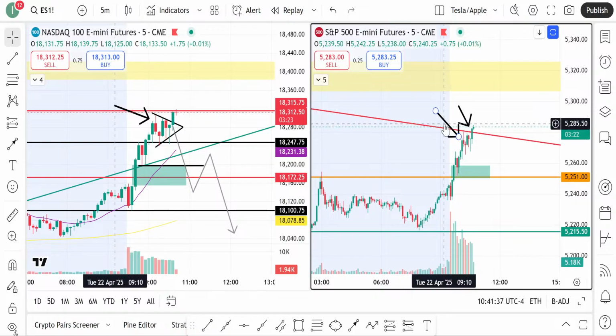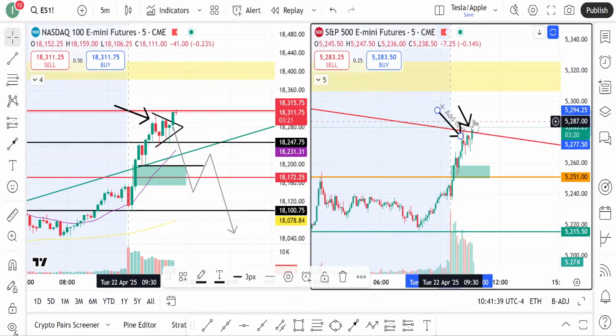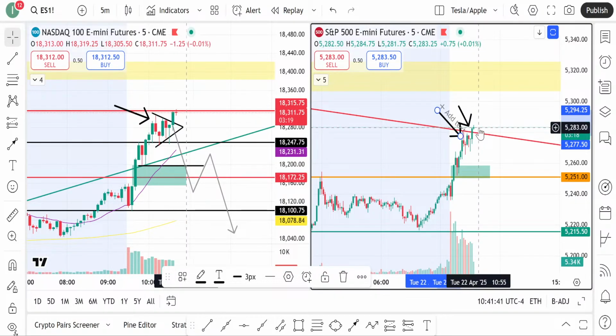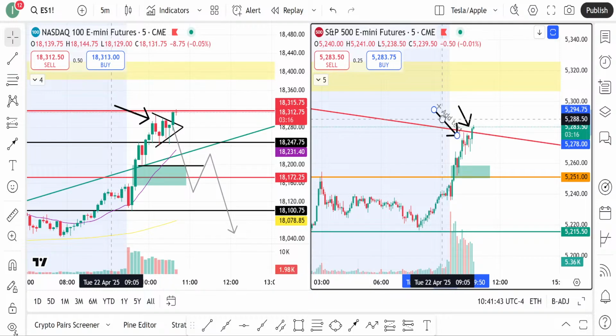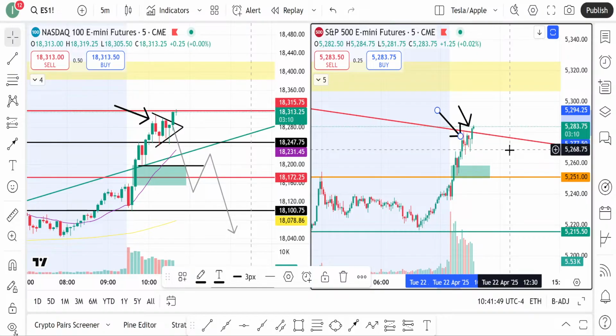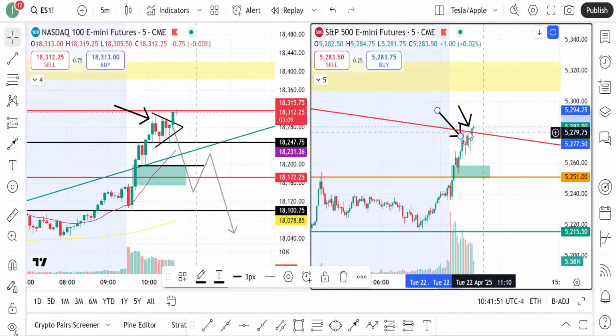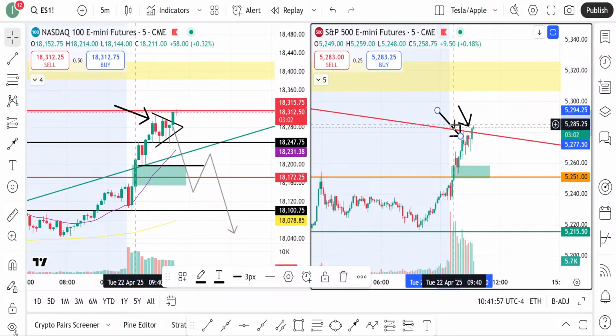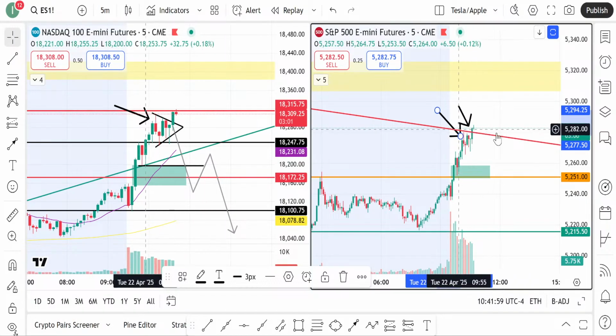So if I did enter short here, and now we're breaking above it, should I still be holding those shorts? Should I still be waiting? Like, should I still be hopeful and wait for price to turn back around? Or should I cut my losses and enter longs? Or should I just close my trade and just wait for another setup?